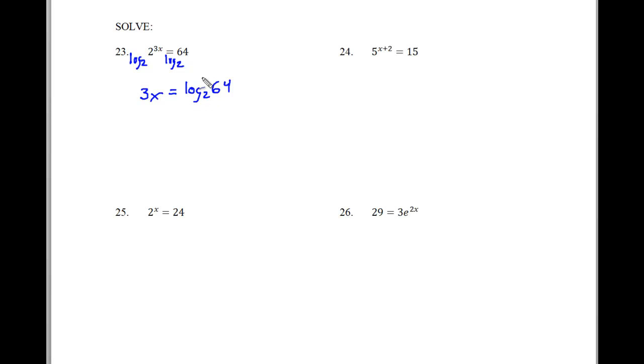Now what I'm going to do here is use the change of base formula, or I can just think in my head, 2 to the what power is 64. And whether you use the change of base formula, which is log of 64 divided by log of 2, you'll both end up with the answer of 6, because 2 to the 6th power is 64. The 3x basically equals 6. Divide both sides by 3. X is equal to 2.